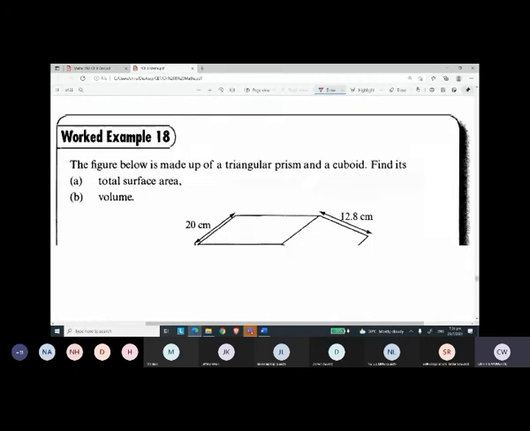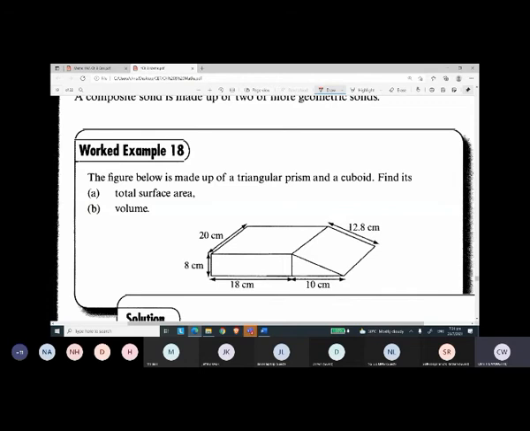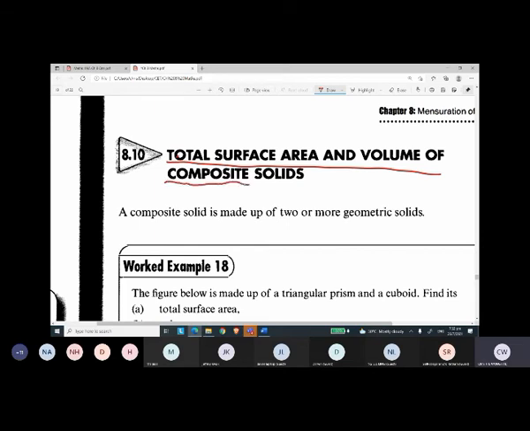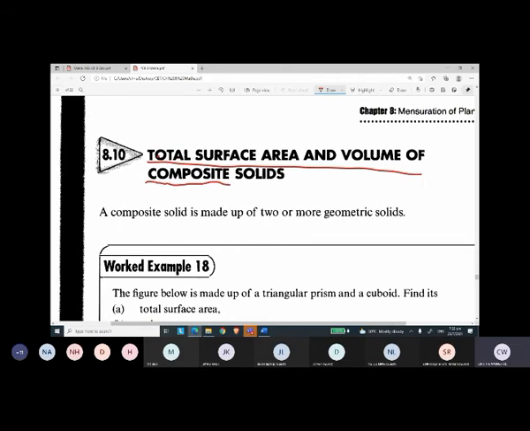Okay, I'll move forward. Find the volume. Look at this: the total surface area and volume of a composite solid. What is the meaning of the word composite? Composite means a few surfaces joined together. Composite means add on. So it might not be as simple as a cylinder, a cube, or a triangular prism. The composite solids are the more difficult ones.